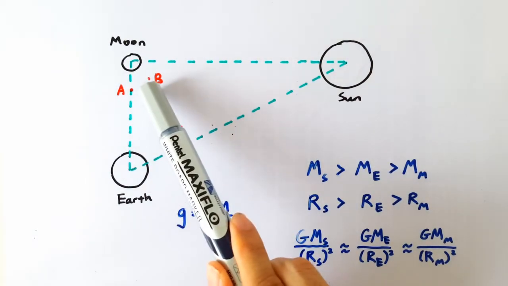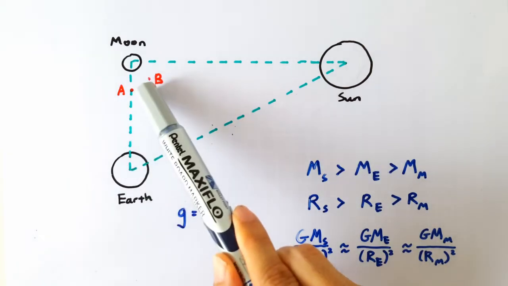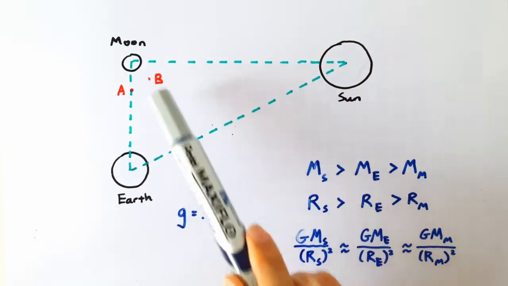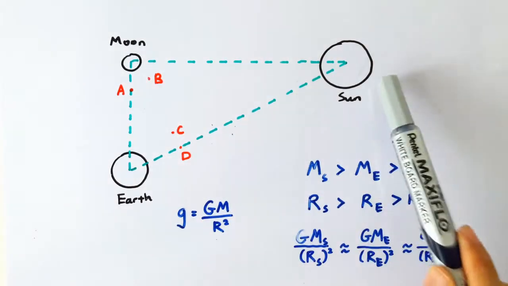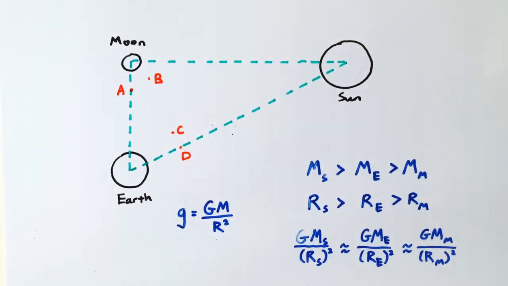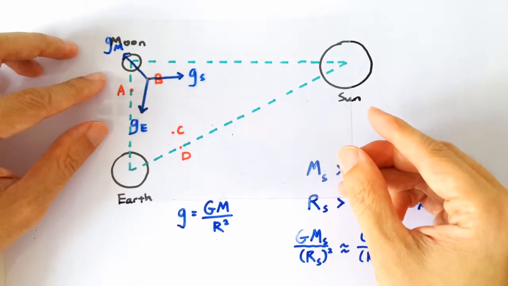Because at this point, you are the furthest away from the Sun, next furthest away from the Earth, but pretty close to the Moon. So that compensates for the small mass of the Moon and the large mass of the Sun. So between A and B, location B makes a lot of sense.